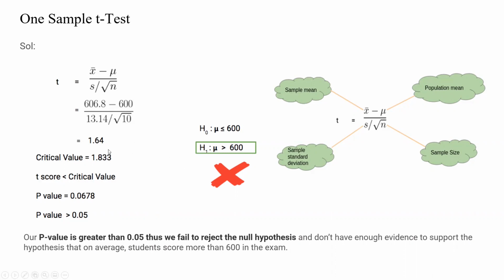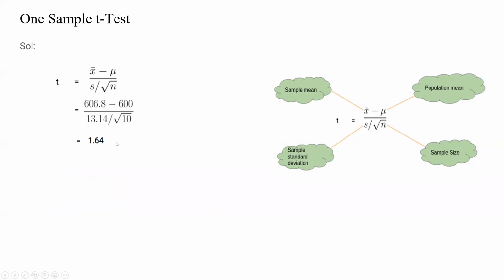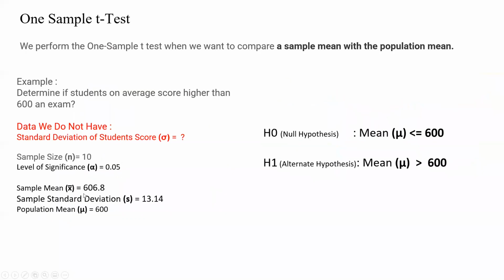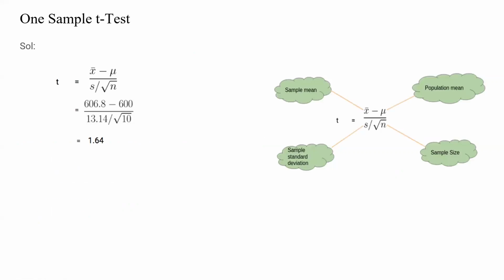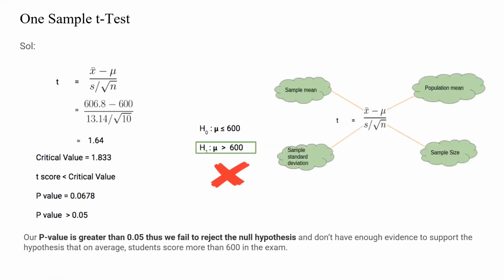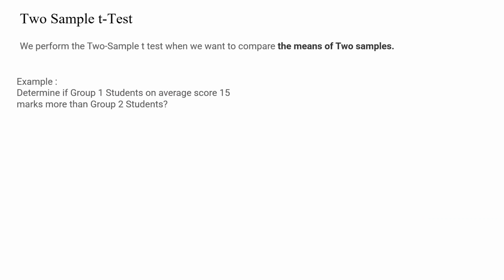It has nothing to do with the type of test. It's just that in the z-test example and the t-test example, we have used different data. So the values, the sample mean, etc., I've changed a little bit just to get us to these results. Likewise, we have a two-sample t-test where we compare the means of two samples.